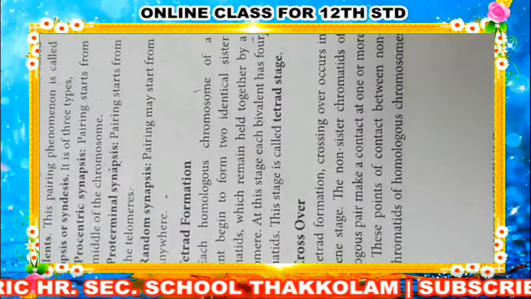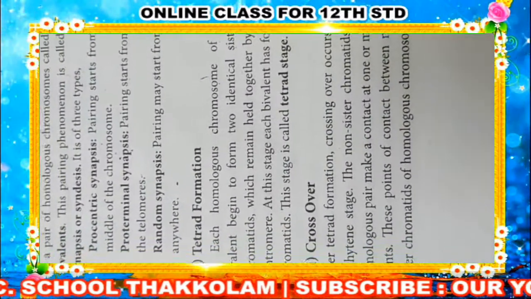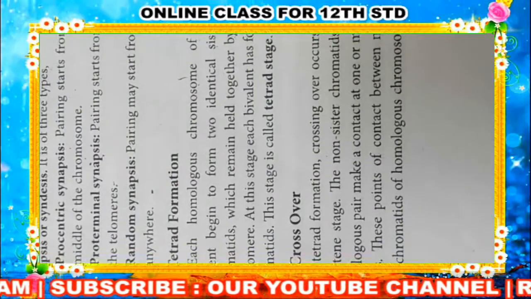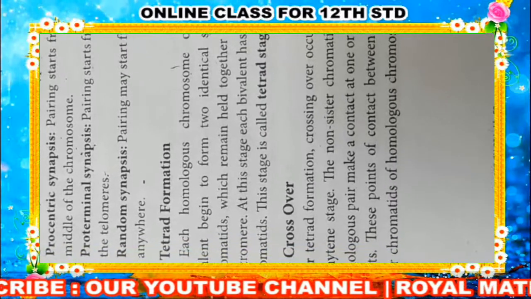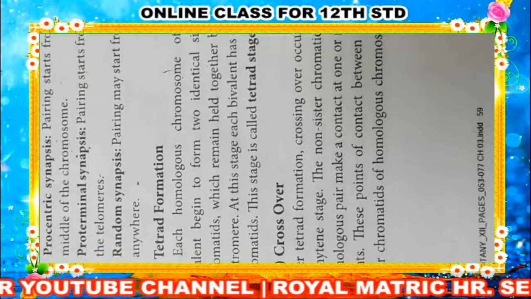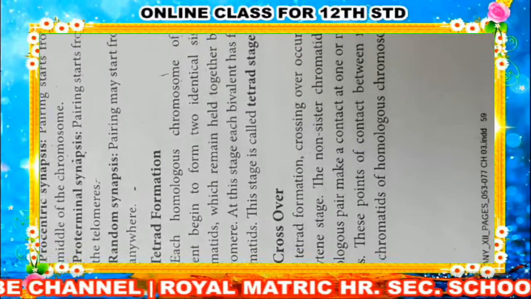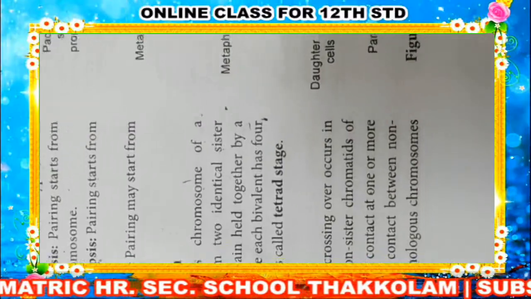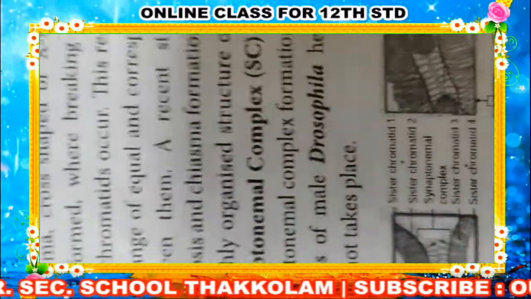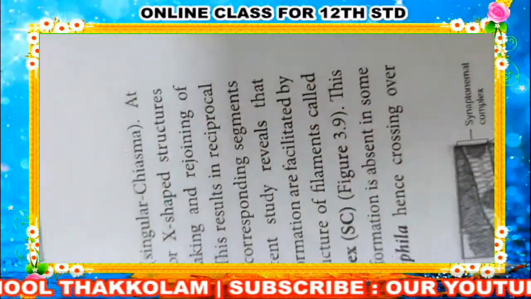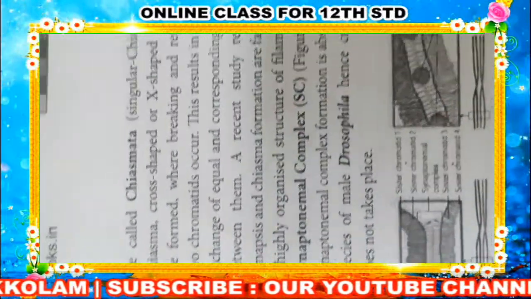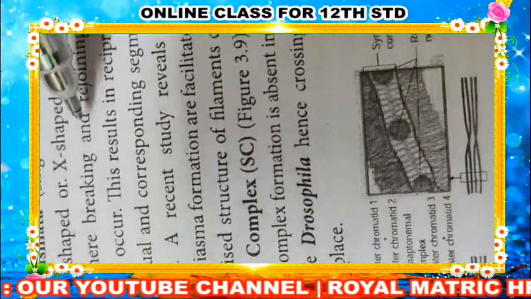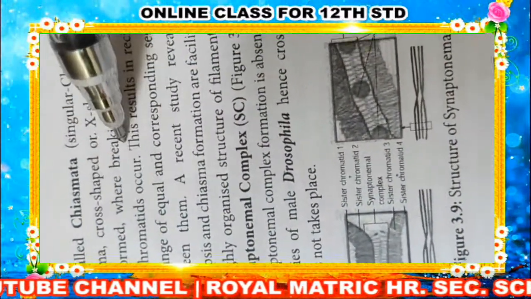And crossing over. Next stage is the crossing over. After tetrad formation, crossing over occurs in the Pachytene stage. The non-sister chromatids of the homologous pair make a contact at one or more points. These points of contact between the non-sister chromatids of the homologous chromosomes are known as chiasmata. Chiasmata, or in singular you can call it chiasma. A cross-shaped or X-shaped structure is formed, where breaking and rejoining of the two chromatids occur.